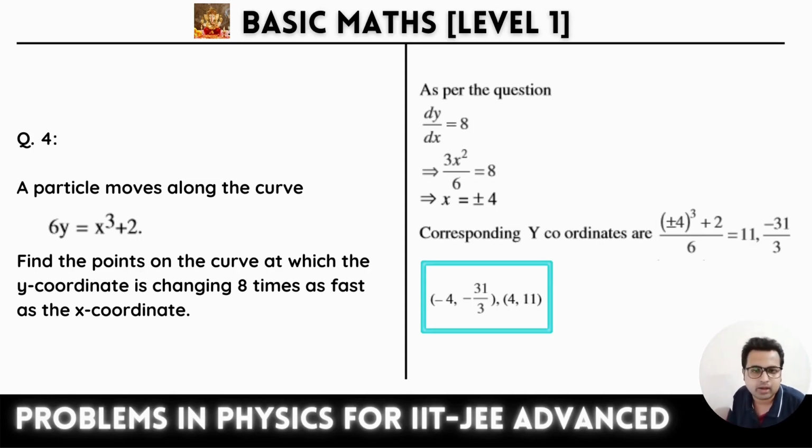So you will get the points. At those x coordinates, we have dy by dx equal to 8. Now putting the value of x in this equation, 6y is equal to x cube plus 3, you will get y. So you get the points: minus 4, minus 31 upon 3, and 4, 11. So these two are the points. Okay, now let's jump into the next problem.